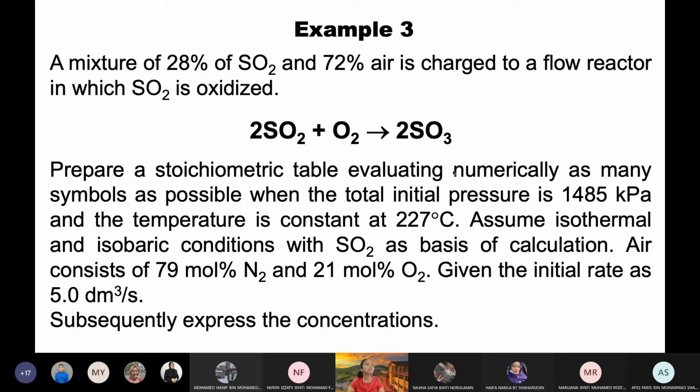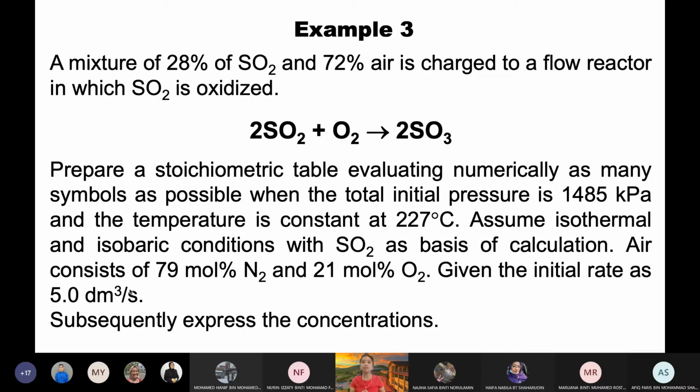Next, it says given an initial rate of 5 dm³ per second. So that information is given as dm³ per second. dm³ is volume, second is time. They give us volume per time. So this is the initial volumetric flow rate, which is 5. So you notice in this question, it asks us to make a table. It asks us to find concentration. They give us pressure, temperature, mole fraction. They give us volumetric flow rate.